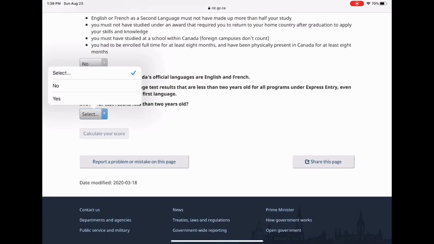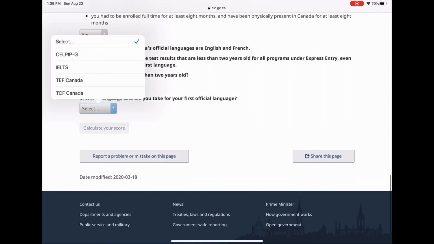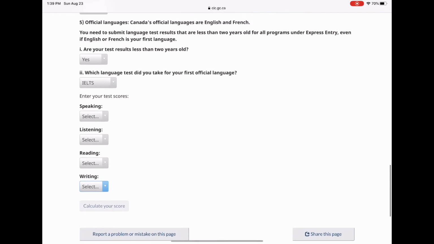It should be less than 2 years old. So yes, I did it, and I did IELTS. So you can also take CELPIP, TEF Canada, TCF Canada. So you've got to enter your test scores. Now when you're first trying this, you might not have your IELTS. You don't need to, because you're just checking whether you wanna start the processing, whether you're eligible. So what I can show you is the bare minimum you need to get in your IELTS so that you have the right score to be eligible.